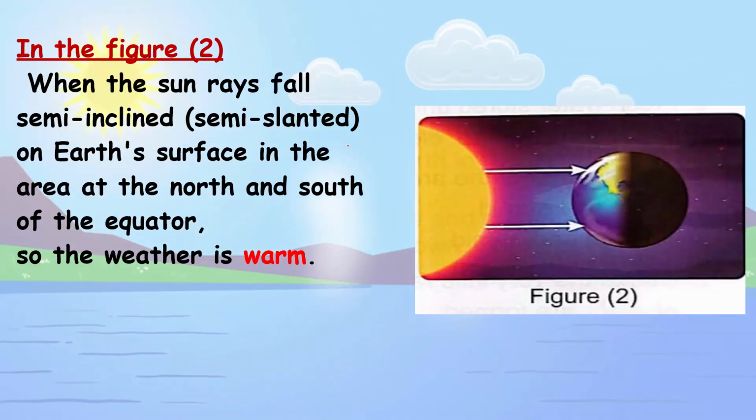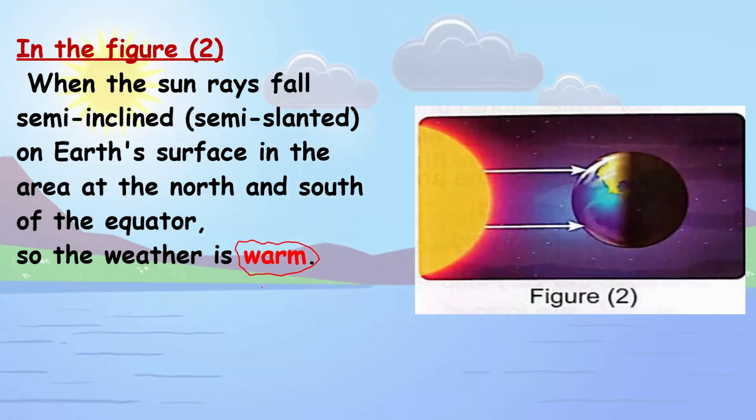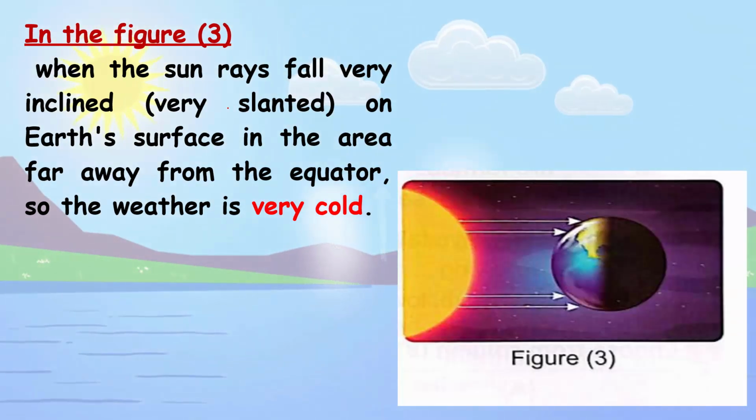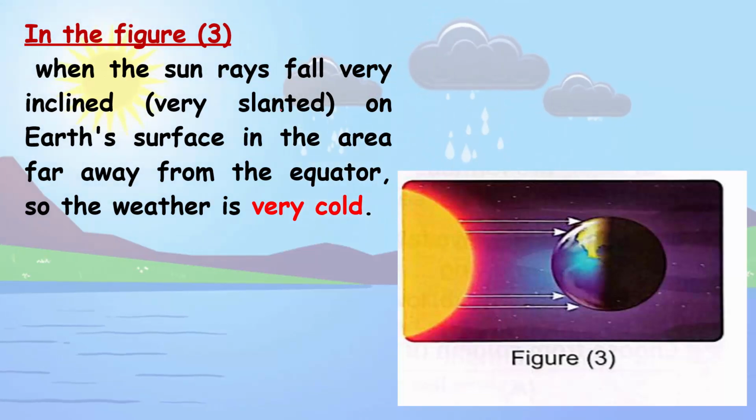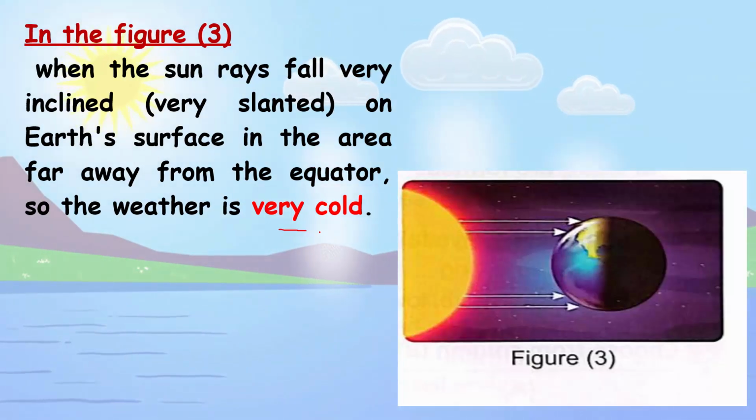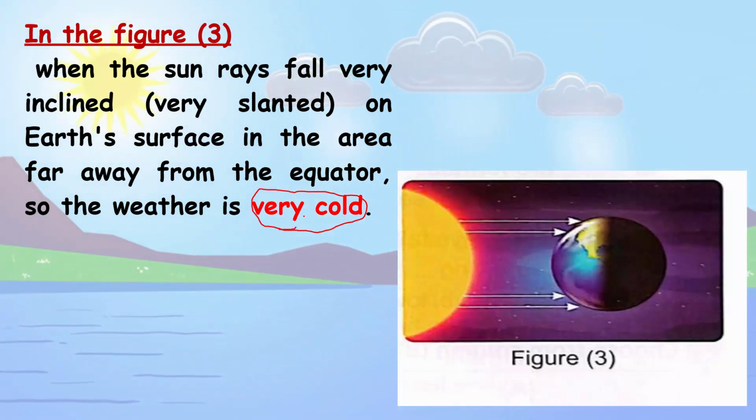Let's see about this figure. Here the sun rays are inclined, semi-inclined. So the Earth's surface in this area is just warm, not hot. So hot is the highest temperature. Next is warm, and let's see what happens in this figure. When the sun rays fall very inclined on the Earth's surface in this area far away from the equator, it's called what? It's called very cold.